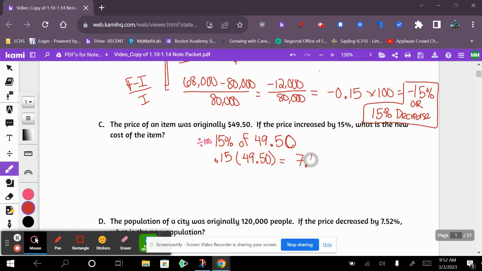So we get 7.425. Because we're dealing with money, we're going to round to the nearest cent. So this will become $7.43. Okay, so that is our percent increase. So to look at what our new cost of the item would be, it's an increase, so that means it's going to go up. So we are going to add the $7.43 to the original price. So we get $56.93.